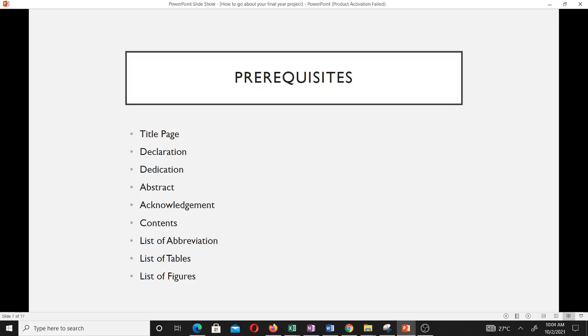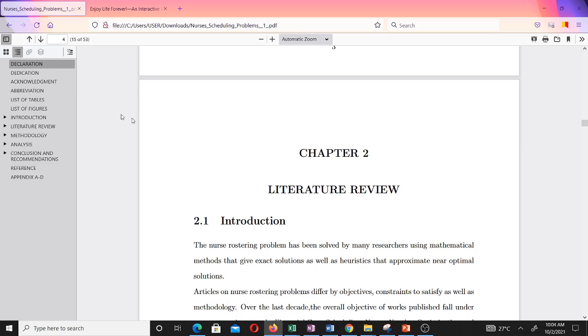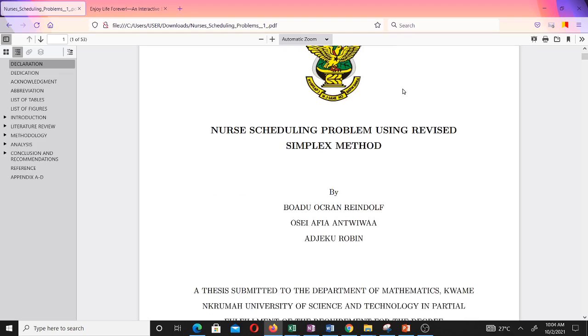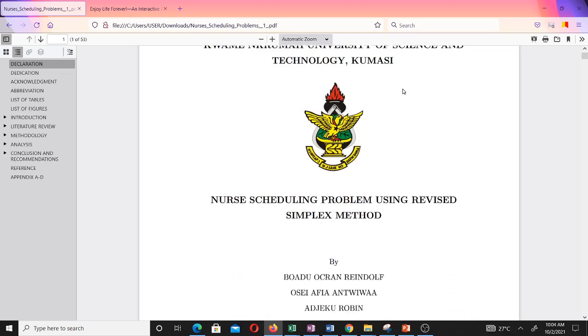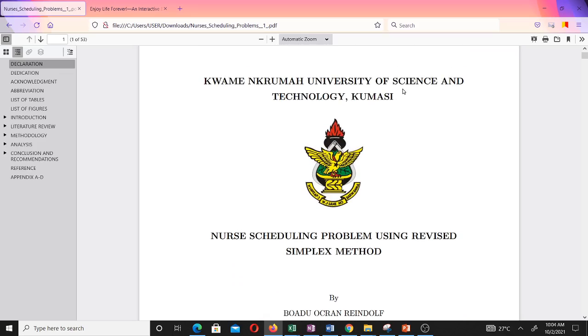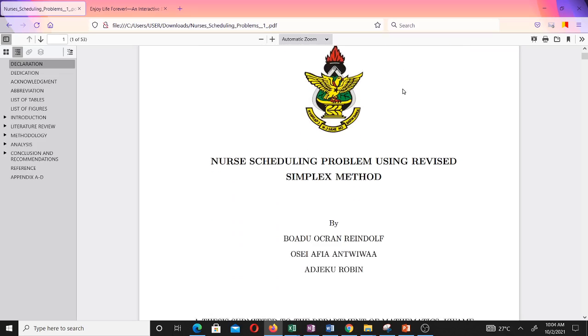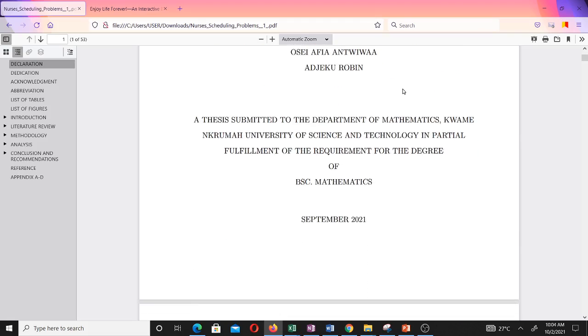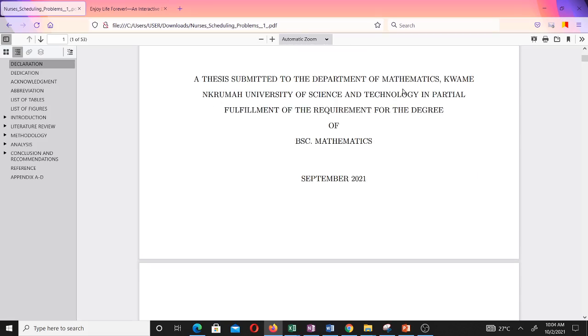So you would have to know these things like your title page, your declaration, dedication, abstract. So the title page is just something like this. You can see here. So this is a title page, and mostly it contains the name of the institution, sometimes your college, faculty, department, the topic that you're working on, those who worked on it, and something later about it, okay?